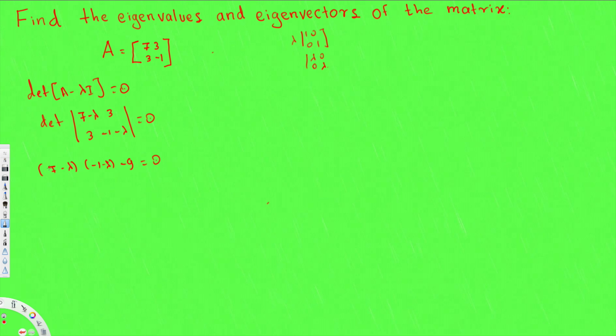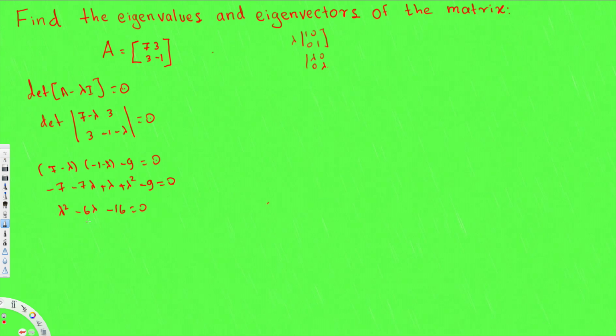If I multiply 7 by minus 1, I will get minus 7, and 7 by minus lambda is minus 7 lambda, and minus lambda times minus 1 is plus lambda, and minus lambda times minus lambda is plus lambda square. And here we have minus 9, which is equal to 0. Now let's arrange this in quadratic form: lambda square minus 7 lambda plus lambda is minus 6 lambda, and minus 9 plus minus 7 is minus 16. This is equal to 0.